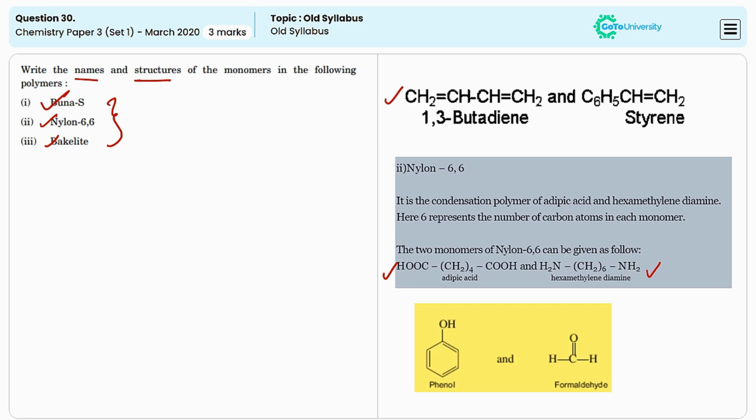Its excellent heat resistance and electrical insulating properties combined with its durability made it a crucial material in the early development of the plastic industry. And for each polymer, for writing the structure and the names of the monomers, you will get 1 mark. So the total marks will be 3.